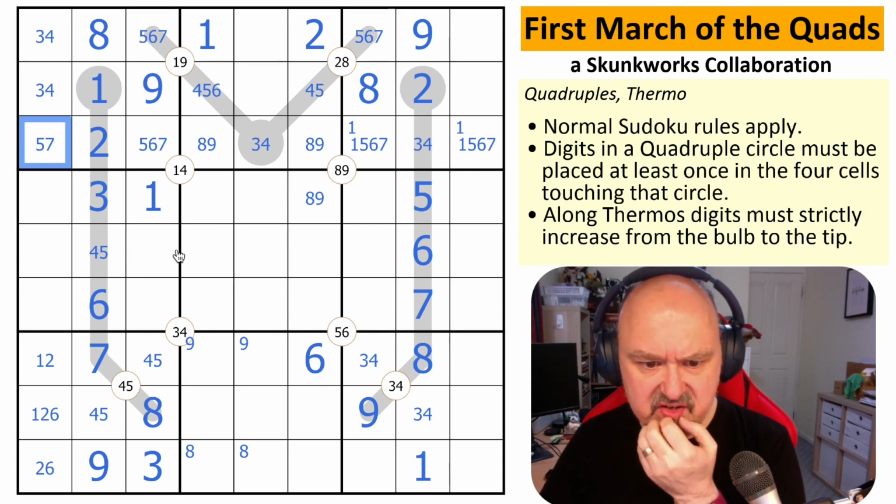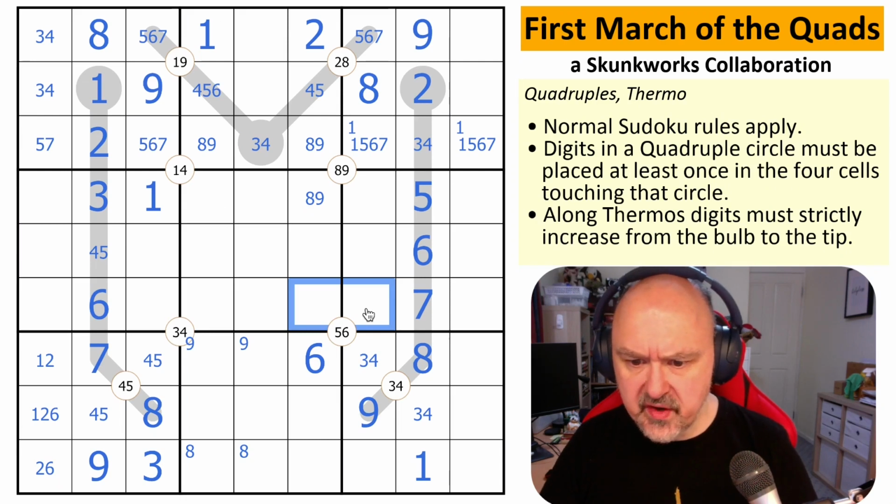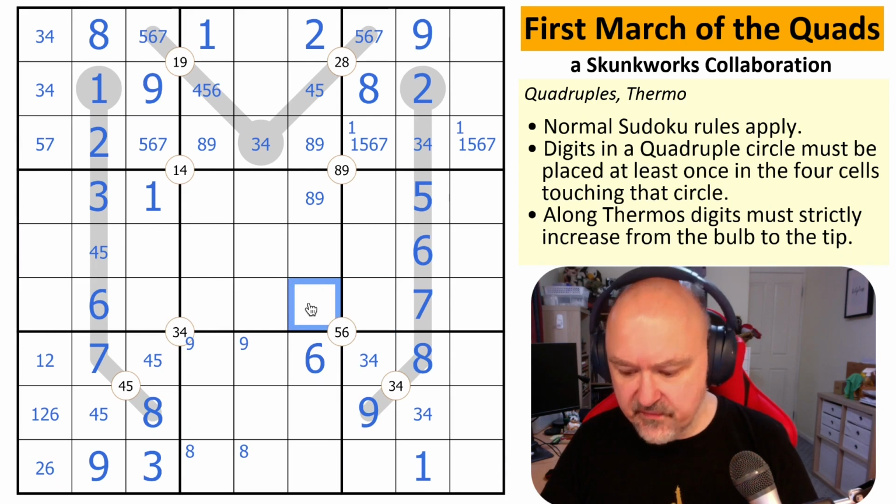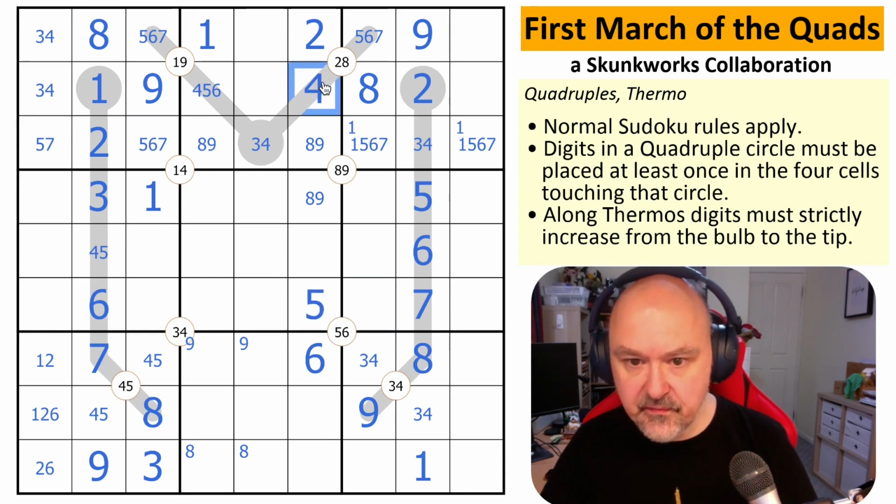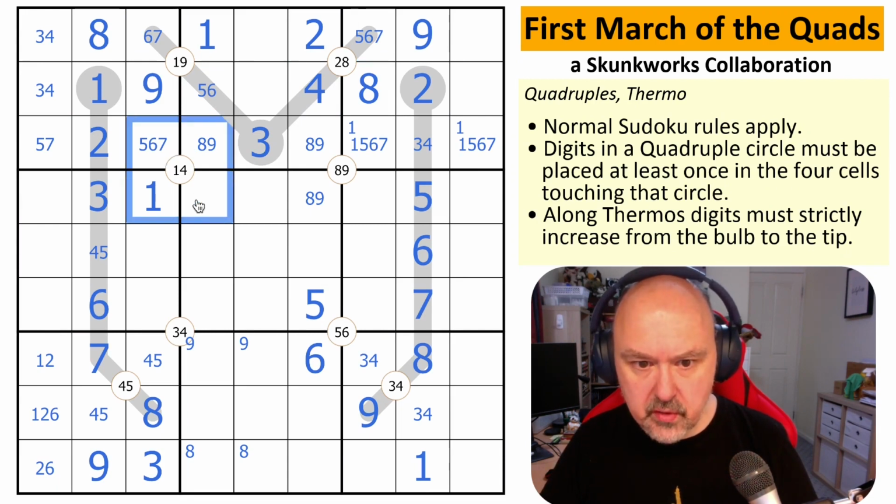Wow, this is very strange. Got to put a 5 on this quad, and I can't put it there. So that can't be a 5, that can't be a 5, that can't be a 5, that is a 5, which makes that a 4, which makes that a 3. This is not a 4, so this is not a 5. Need to put a 4 on this quad, so that's a 4.